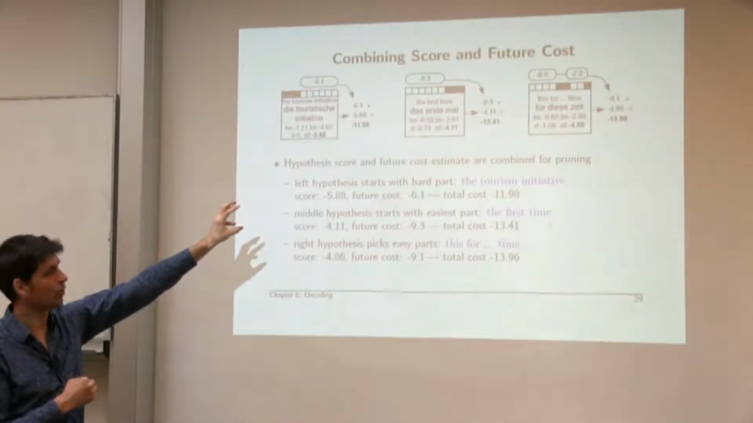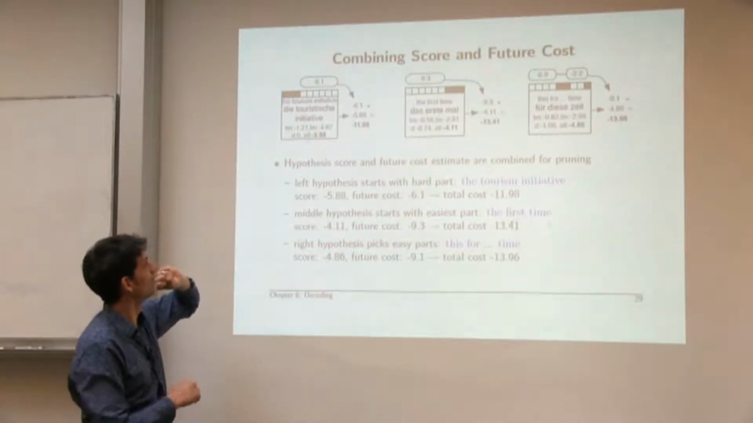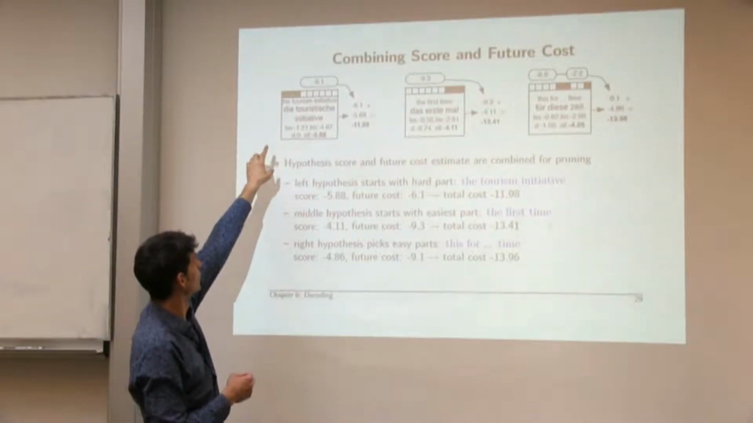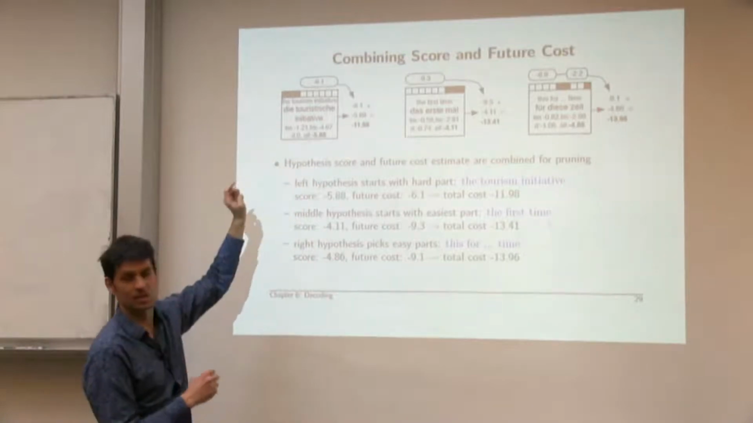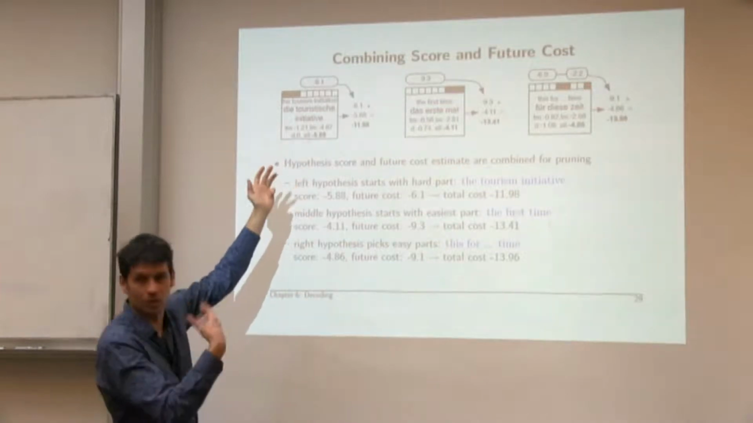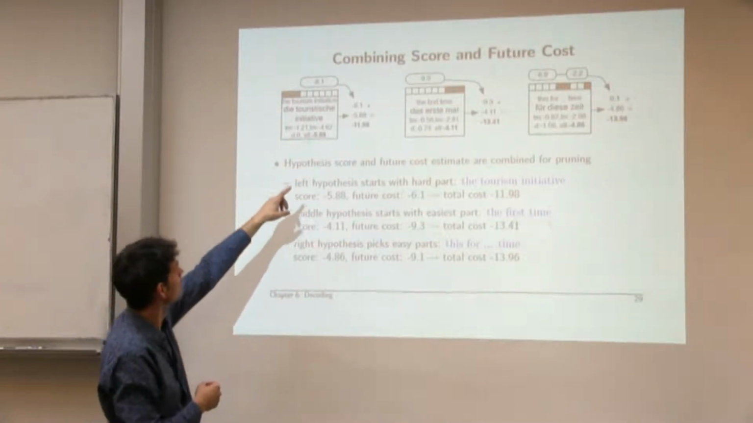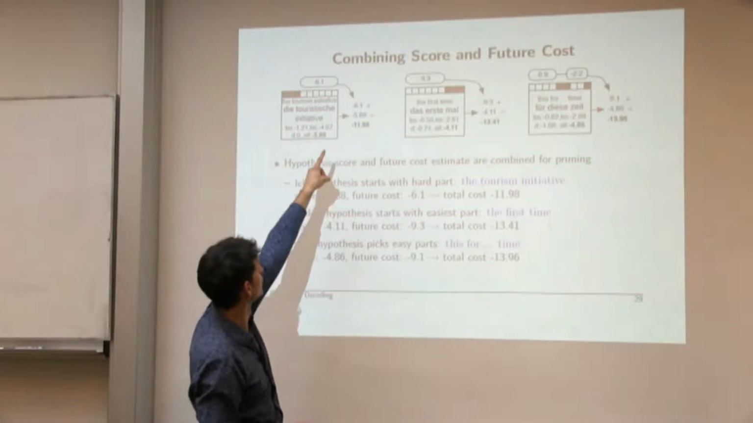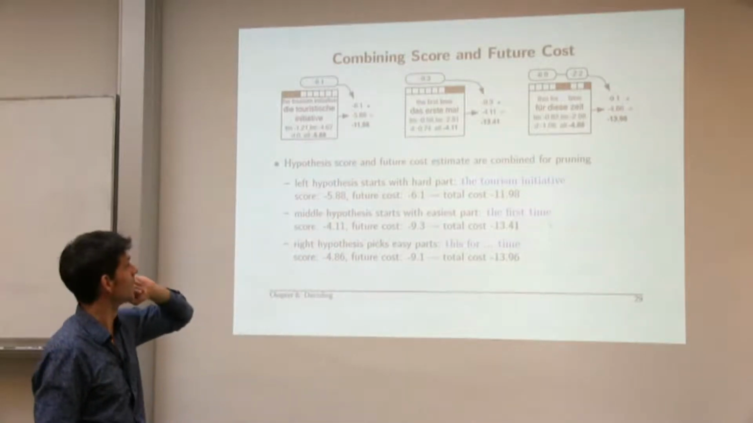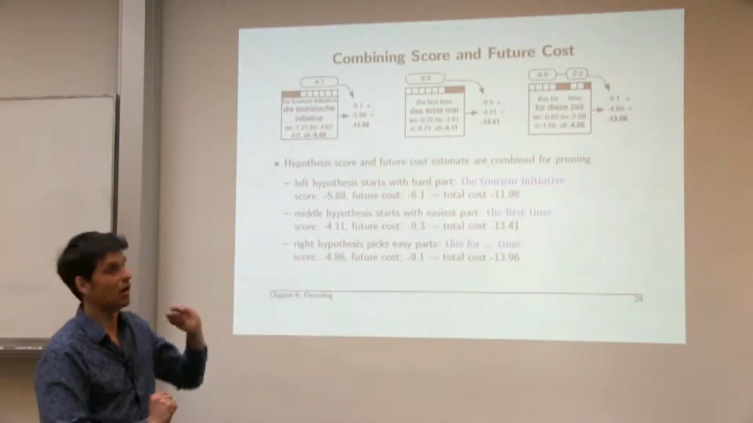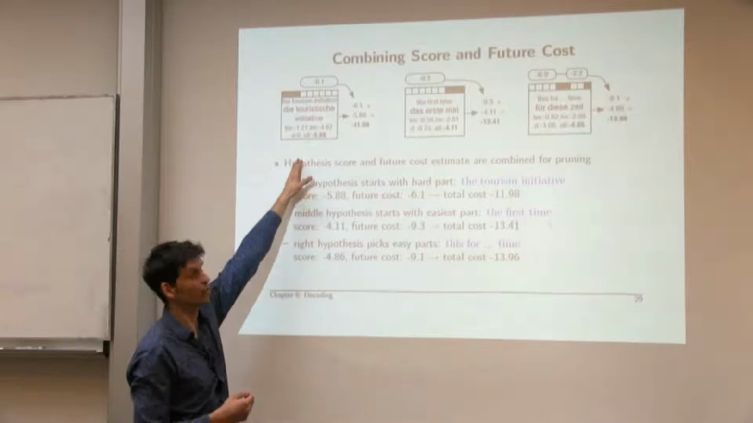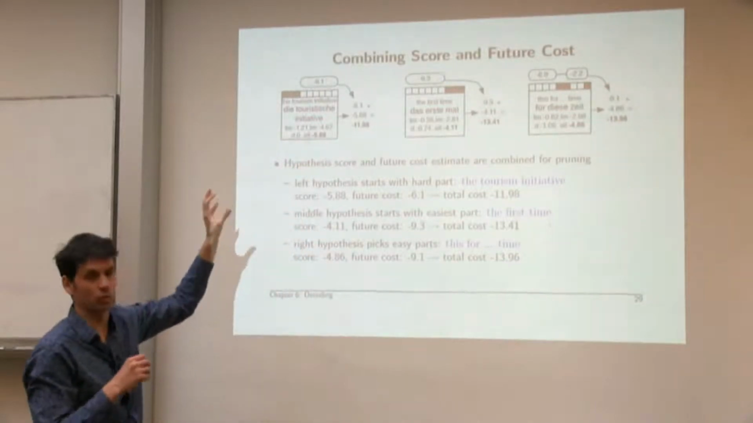If we compare that score with the score of the hypothesis that translates the hard word first, its score on its own is minus 5.88, but there is a low future cost estimate because the easy words will still be paid for and it will be a lower price. The total score will be 6 plus 5.88, that's 11.98. So the total estimate of the full path once we finish is now better for the hypothesis which started with the hard words first.